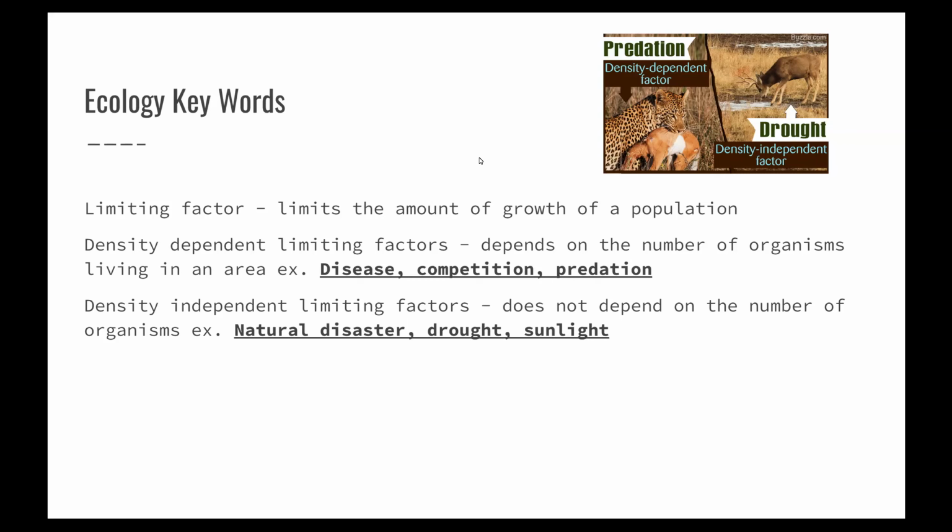So drought is a density independent factor. If there's a drought, it's bad, even if there's only a few organisms. Predation is a density dependent factor. So if there are more leopards in a particular area, predation is going to be a big factor in reducing or limiting the growth of the prey population. Okay, so limiting factors.